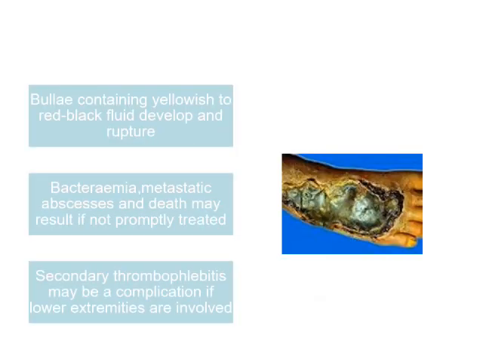Over a period of 1 to 2 days, the skin becomes dusky, and the bullae containing yellow to red fluid develop and rupture. The lesion develops into a sharply demarcated area covered by necrotic fascia and surrounded by a border of erythema, thus resembling a third-degree burn. Bacteremia, metastatic abscesses, and death may result if not promptly treated. Secondary thrombophlebitis may be a complication if lower extremities are involved.